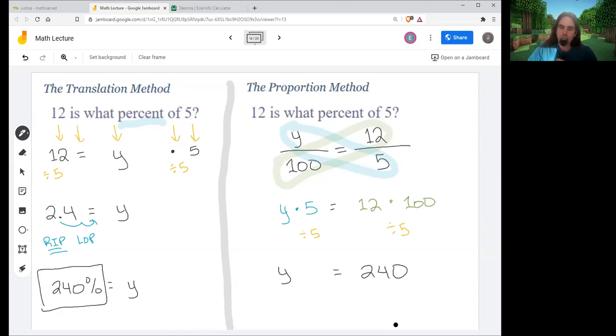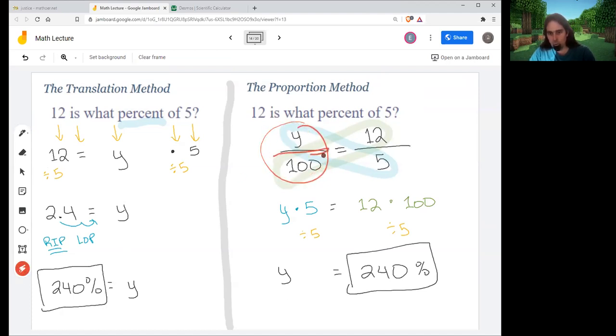Now my answer isn't 240. What's my answer? 240%. I just put that percent sign on. Why? I've already paid for it. I put something over 100 already. So I'm going to make a reminder here: no riplop.